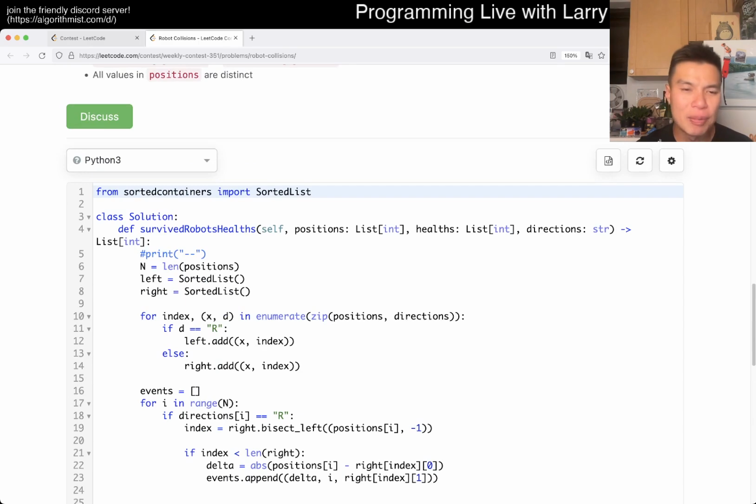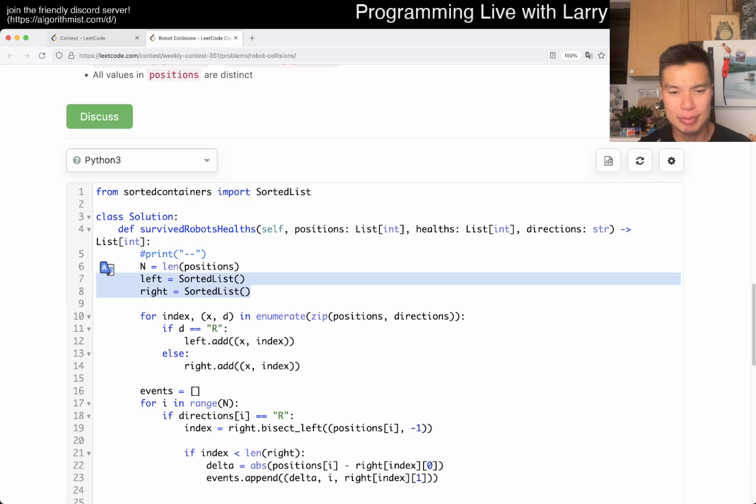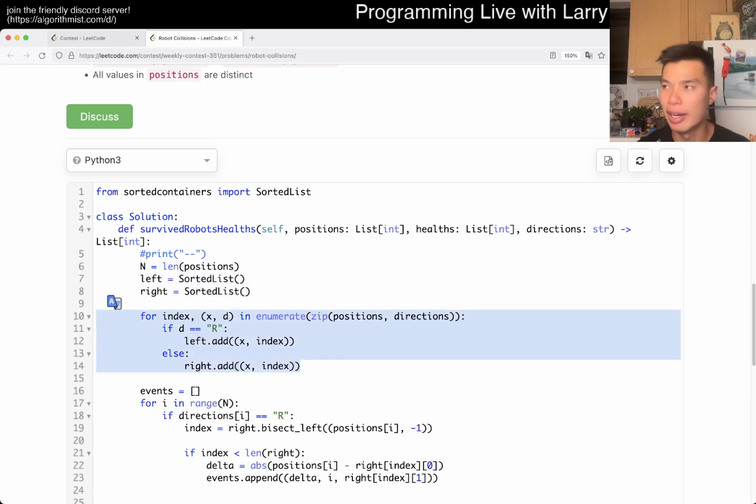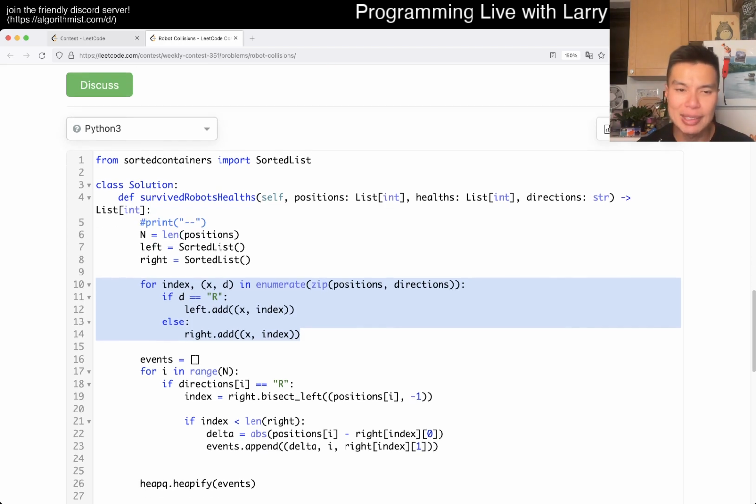Yeah, let's go over it. So basically, I put the left and the right on a sorted list. This is so that we can very quickly sort through the things that are alive and facing the direction that you want. We'll see how that works in a second, but that's basically the idea.